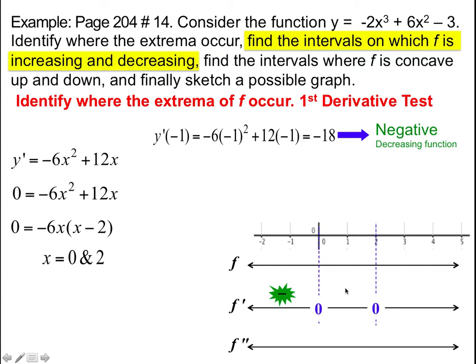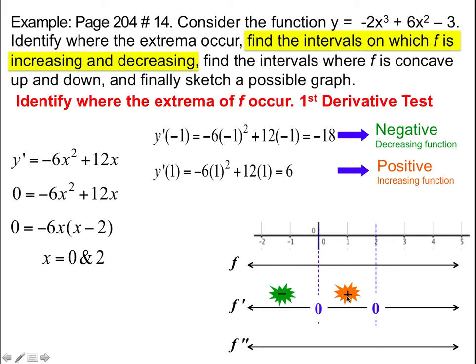Okay? Let's go ahead. In this region, let's test 1. So we plug in 1. That gives us negative 6 times 1 squared plus 12 times 1. So this whole thing is negative 6 now, and this whole thing is positive 12. That gives me a positive 6. So that's positive and it's an increasing function.